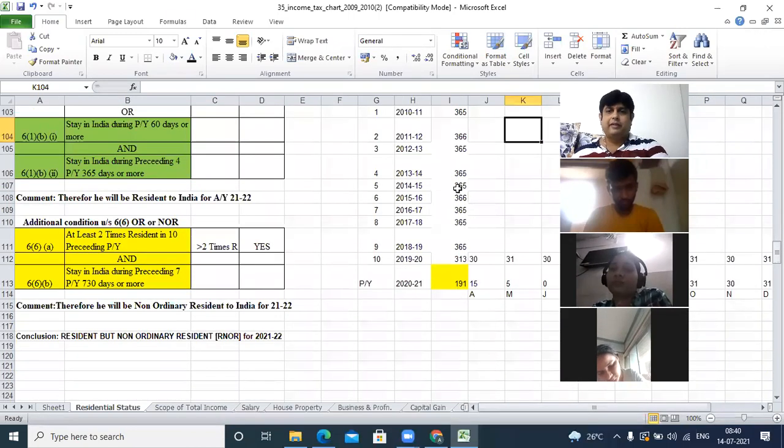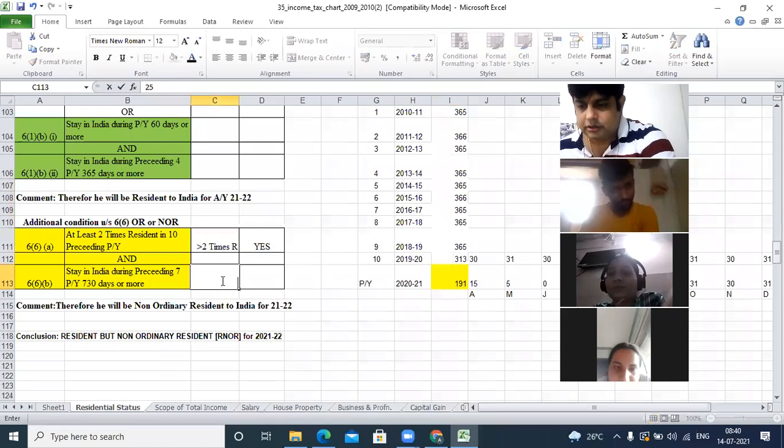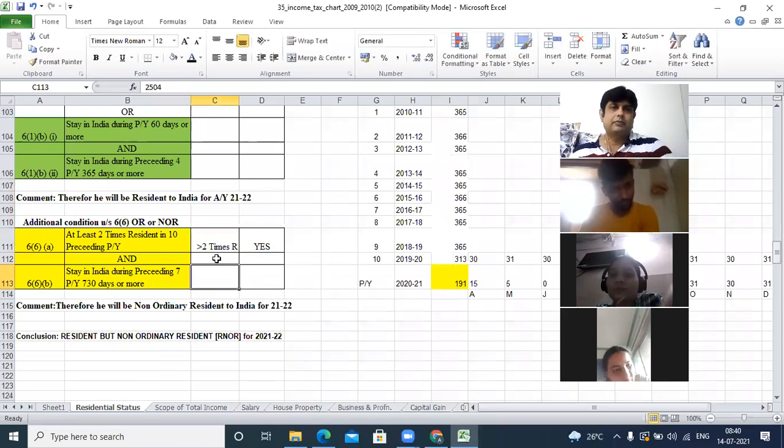The 7, why have I computed this? Because I need the count of 7 preceding previous years. How much are you getting? These are 7 preceding previous years, no? 1, 2, 3, 4, 5, 6, 7. Am I right? Yes, sir. How much are we getting? 2,504. This condition is satisfied or not? Yes, satisfied.